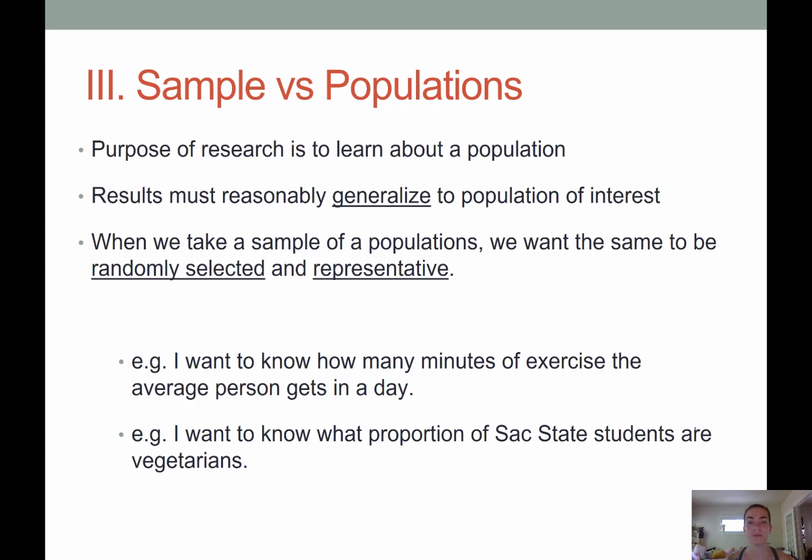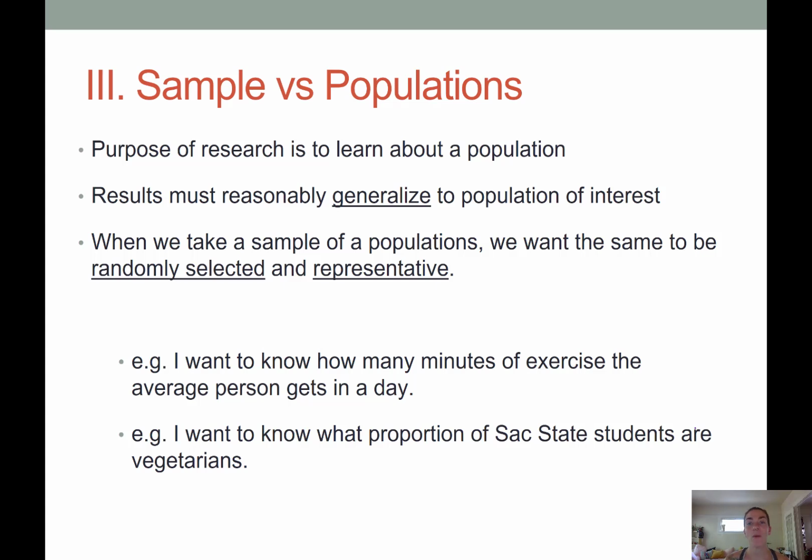so we can generalize the information we learn from that sampling to the whole pot of beans. We could think about some other non-food examples, like maybe I want to know how many minutes of exercise the average individual gets in a day. So let's just think about this for a second. Who do I want to learn something about? Who's the population of interest in this example? The population of interest, or the people that I want to learn about, are people in general.